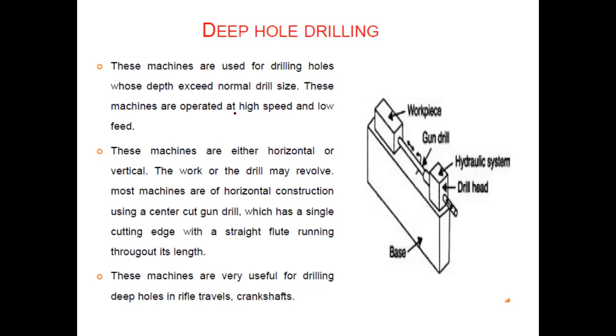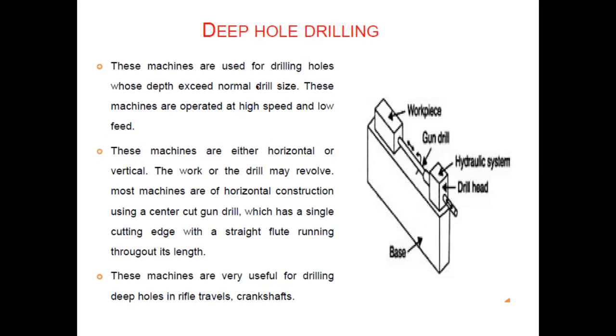Sometimes it is not possible to make deep holes vertically. So in that case, we have horizontal drilling machines also. The work or the drill may be revolved. Most machines are of horizontal construction, because why? If it is vertical, you need to keep the workpiece very long. So to avoid that, and because balancing of workpieces in vertical conditions is a little difficult, deep hole drilling machines are normally horizontal.